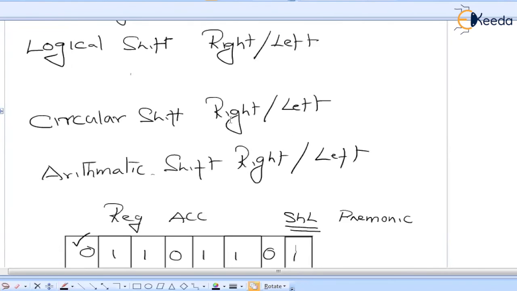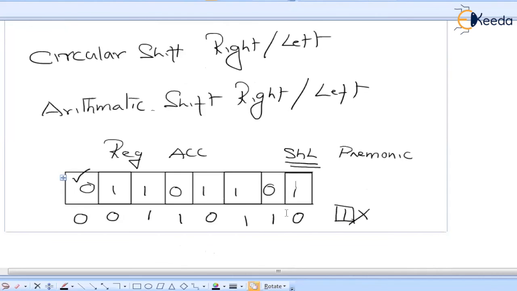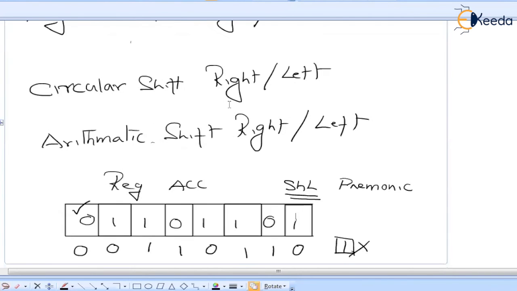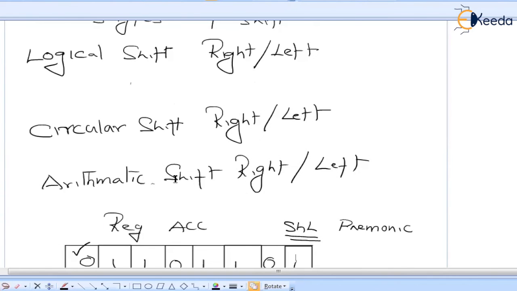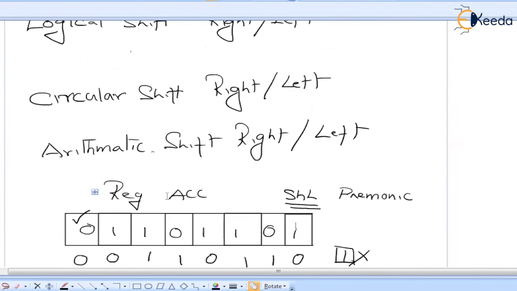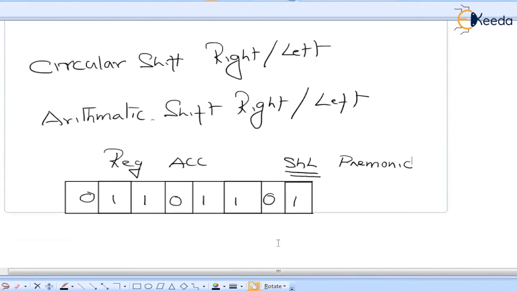What is circular shift? When it comes to the circular shift, the contents will be rotated. The difference between logical shift and circular shift is that in the logical shift, one digit, either the most significant digit or the least significant digit, will get discarded. But in the circular shift, we don't discard anything. We will move the bits around. Let us see how it happens: circular shift right and circular shift left. Let us see circular shift right.